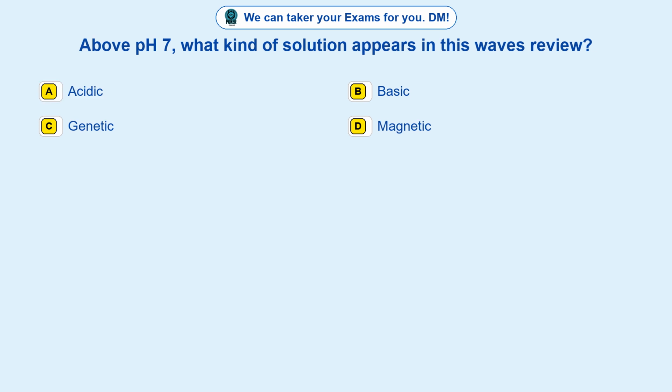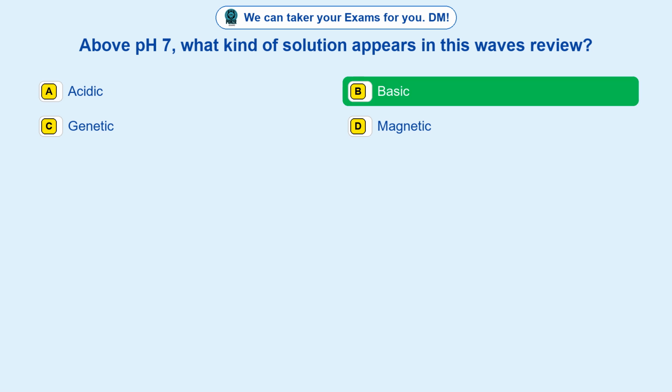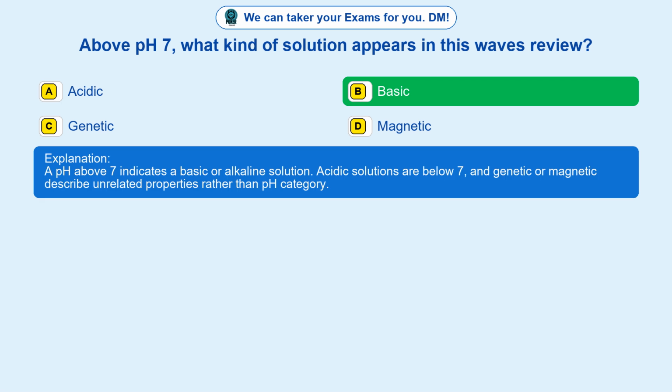Question 36. Above pH 7, what kind of solution appears in this waves review? Option A, acidic. Option B, basic. Option C, genetic. Option D, magnetic. The correct answer is option B. Basic. A pH above 7 indicates a basic or alkaline solution. Acidic solutions are below 7, and genetic or magnetic describe unrelated properties rather than pH category.